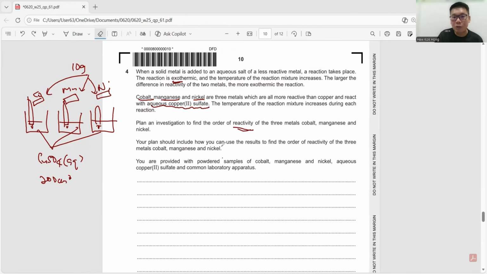Your plan should include how you use the result to find the order of reactivity. We see which one has the largest change in temperature. And then you are provided with powdered samples of cobalt, manganese, and nickel. So it's easy for us to measure the mass. Then we can start our explanation to gain these 6 marks.